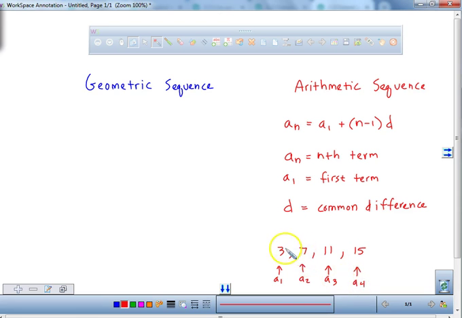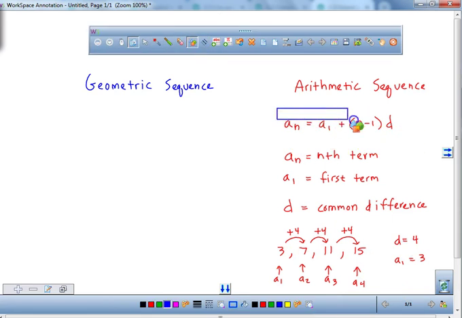Okay. What are we jumping up by each time in this arithmetic sequence? 4, right? Every single time we're going up by 4. That means that's going to be our d value in this particular sequence. Our d value, our common difference, is 4. Our very first term is equal to 3.